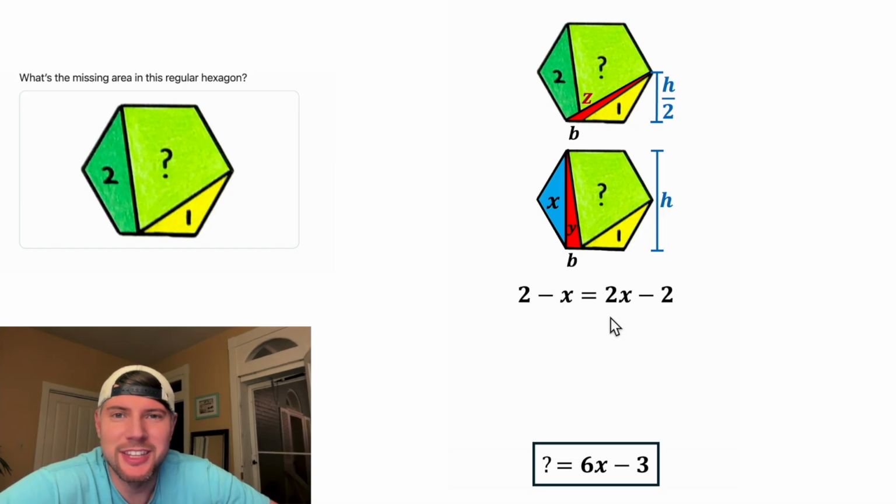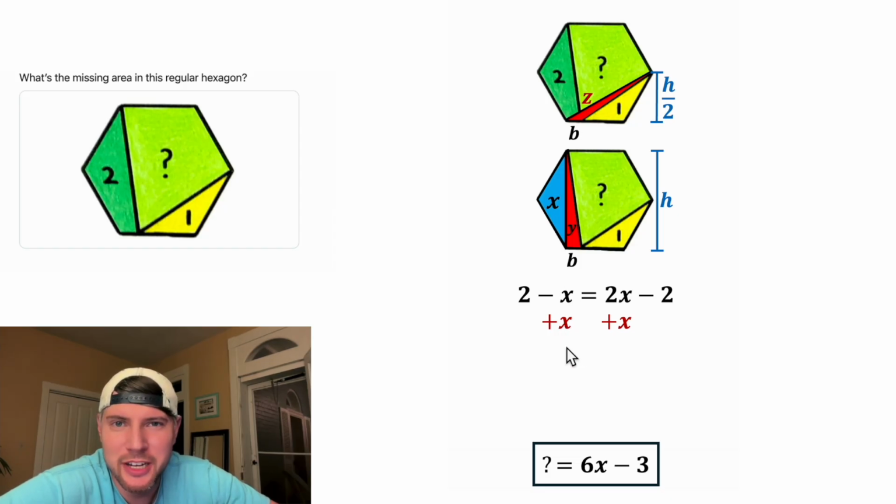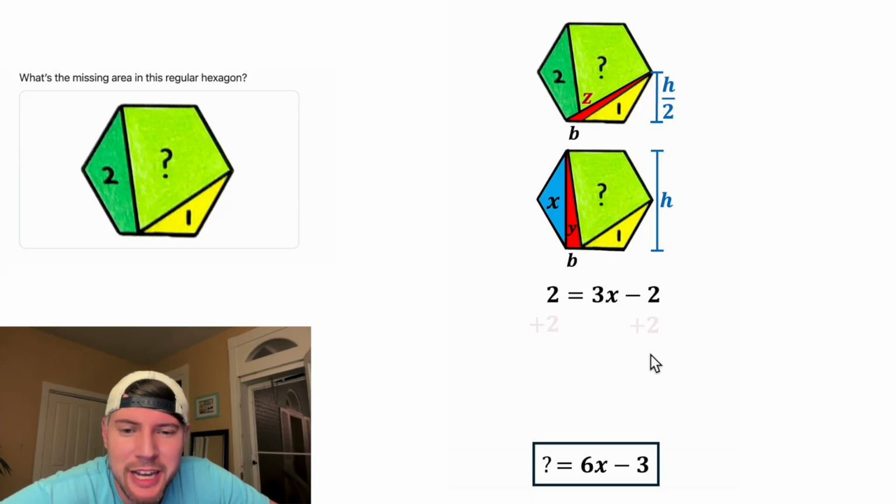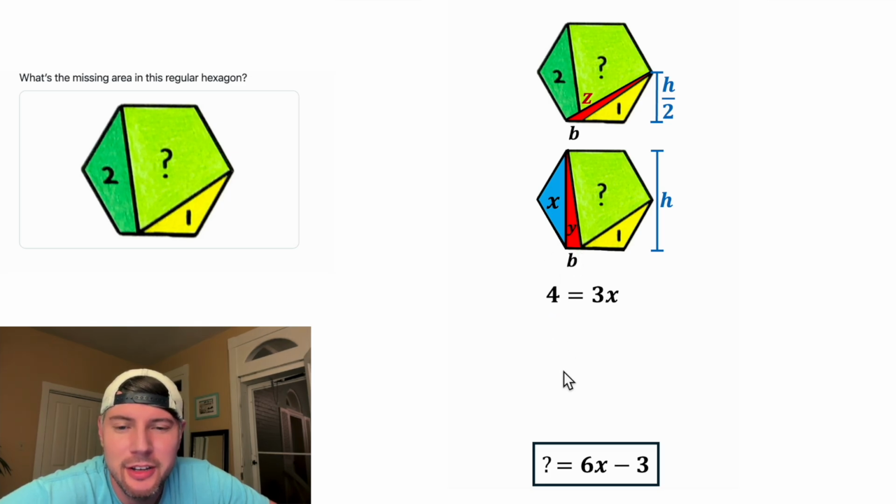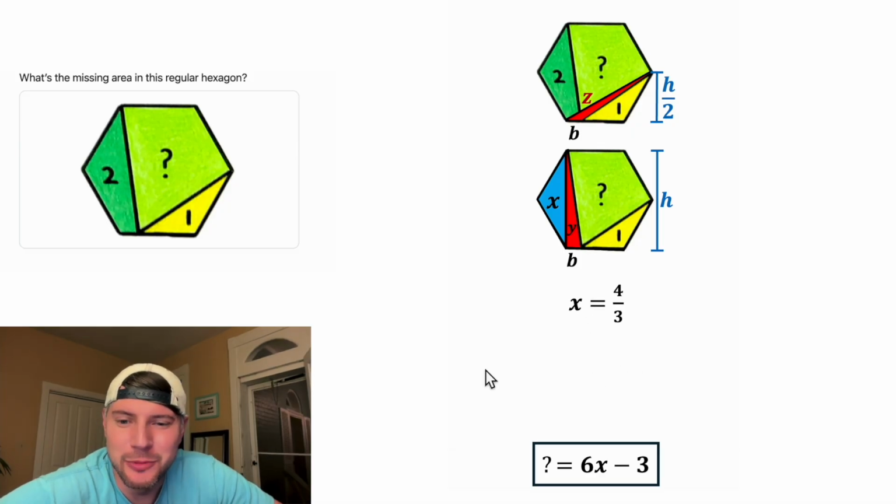Let's get both x's on the same side. We can add x to both sides. On the left-hand side, the negative x and positive x will cancel each other out. And on the right-hand side, 2x plus x is equal to 3x. And then from here, we can add 2 to both sides. These 2 will cancel each other out. And on this side, 2 plus 2 is equal to 4. Next, we can divide both sides by 3, and we end up with x is equal to 4/3. And that's what we needed. We needed to find x.